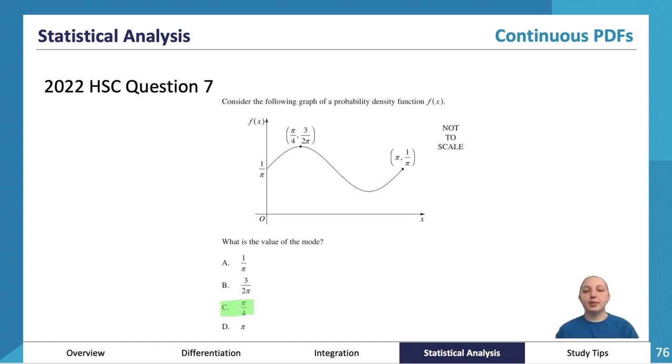Important to remember here that your mode, your median, your mean, things like that, they're all going to be the x values, okay? The y value is just the probability it happens, whereas the mode, the actual outcome that occurs the most, will be an x value because the x values are our outcomes.